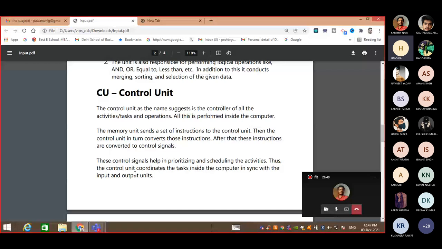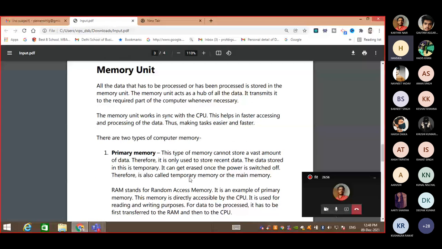I think it is easy. Next is the memory unit. All the data that has to be processed or has been processed is stored in the memory unit. The memory unit is a hub of all the data. It transmits data to the required part of the computer whenever necessary, otherwise it is stored in the memory. It is connected with the CPU and synced with the CPU, thus making tasks easier and faster.